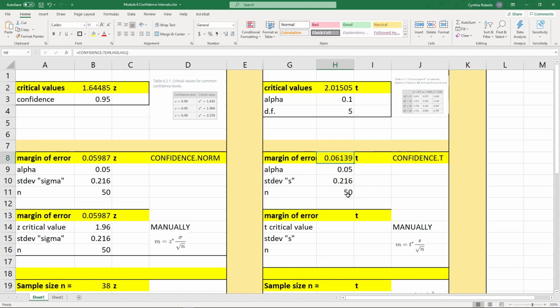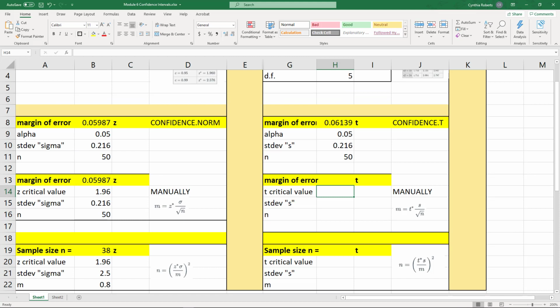There's more error over here because you do not know the population standard deviation. Okay, so you just have to be careful, whether to use a T or a Z. You have to use a T when the population standard deviation is unknown.